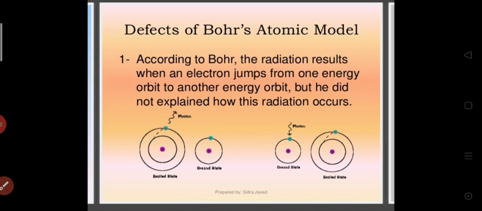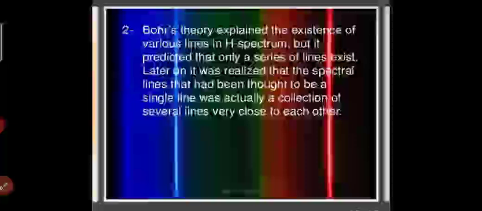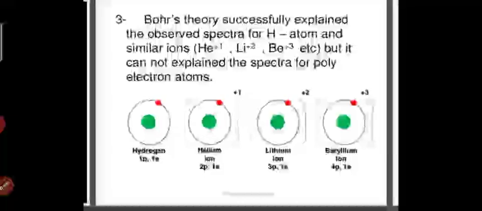Let us see what are the defects in Bohr's atomic model. According to Bohr, the radiation results when the electron jumps from one energy orbit to another energy orbit, but he did not explain how this radiation occurs. Then, Bohr's theory explained the existence of various lines in the hydrogen spectrum, but it predicted that only one series of lines exists, and later on it was realized that what had been observed as a single line was actually a collection of several lines very close to each other.